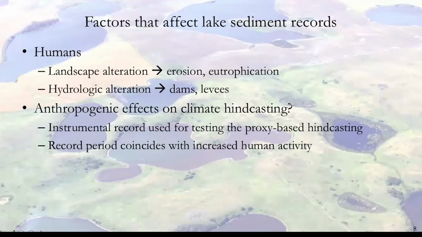And one of the big problems is anthropogenic effects on climate hindcasting. We often try to calibrate using instrumental records. Instrumental records start when human effects become really important in North America. So what we're using for calibration may not be all that good if you think about what sedimentation may have been like before people came in and mucked up the landscape.